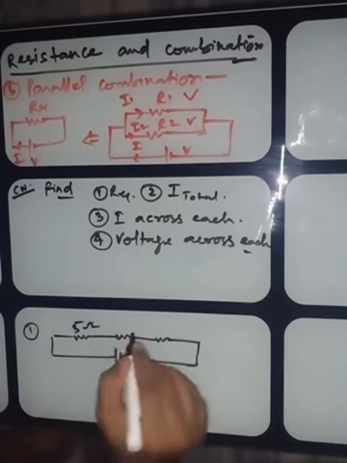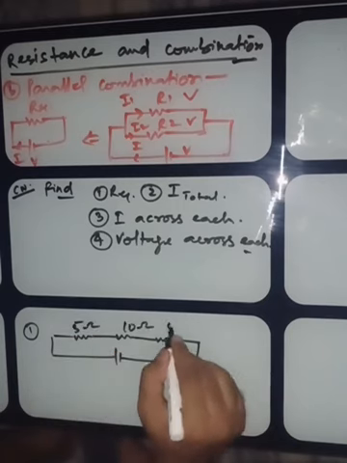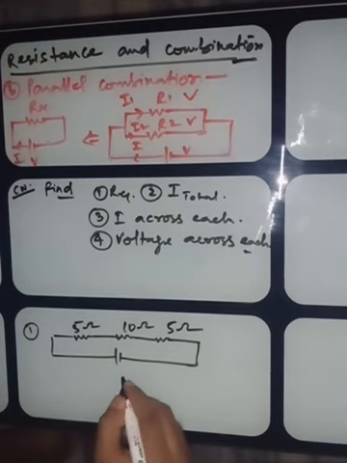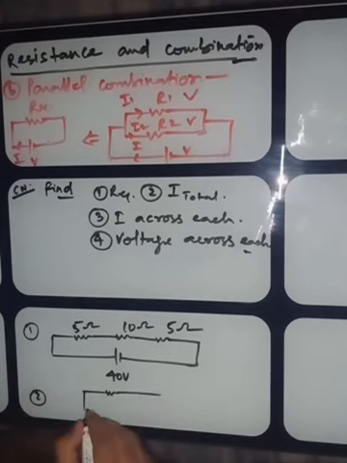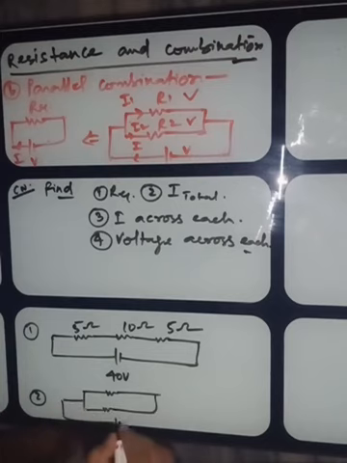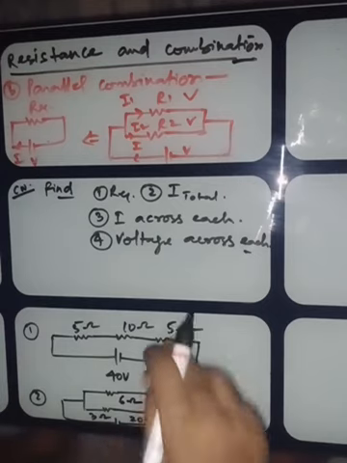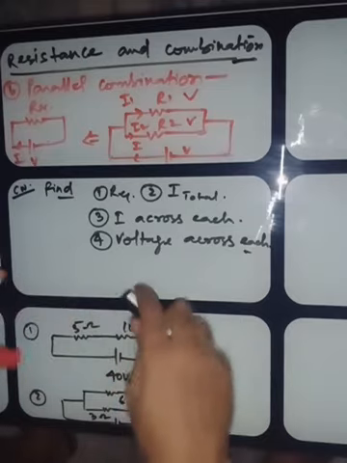5 ohm, 10 ohm, 5 ohm, and here a 40 volt battery is connected. The second question, it is connected by a battery. Here the 6 ohm and the 3 ohm and a 20 volt battery is connected, and you have to find all the four things in both questions.